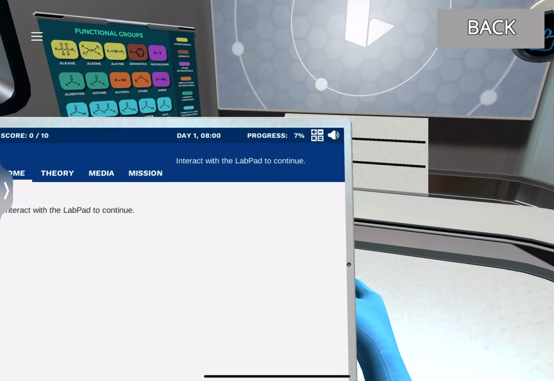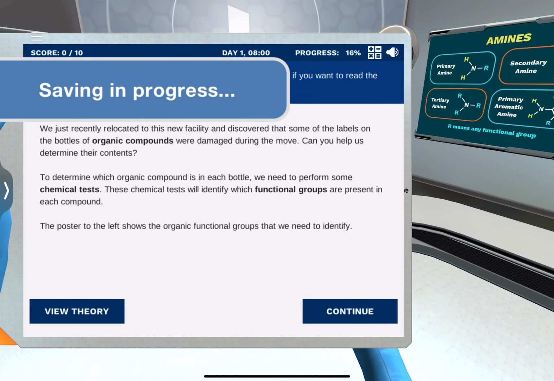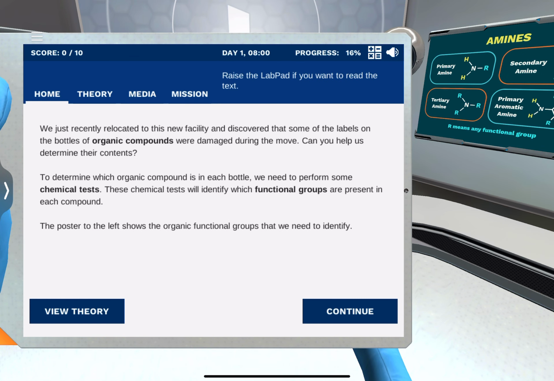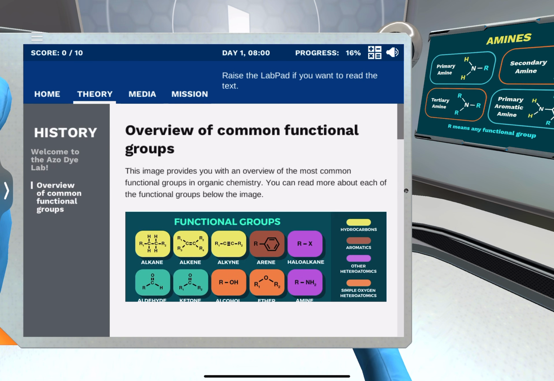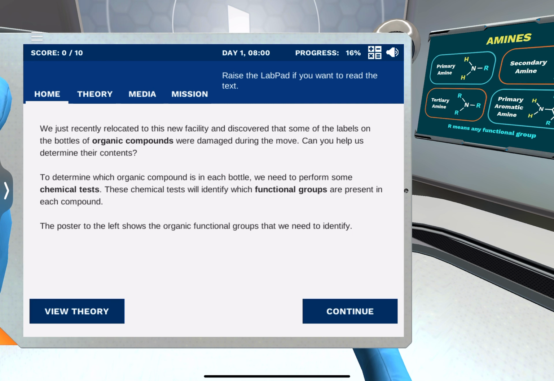We just recently relocated to this new facility and discovered that some of the labels on the bottles of organic compounds were damaged during the move. Can you help us determine their contents? To determine which organic compound is in each bottle, we need to perform some chemical tests. These chemical tests will identify which functional groups are present in each compound.